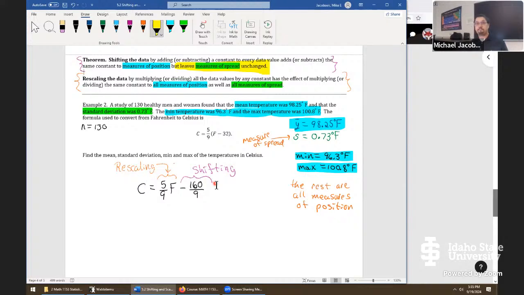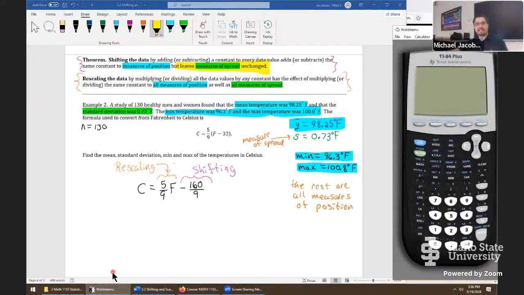Shifting only affects measures of position. Exactly, yes. So that means this is the odd one out, unaffected. So rescaling does the whole thing. Exactly. So the 5/9 multiplying by the Fahrenheit temperature is going to affect everybody on that list.